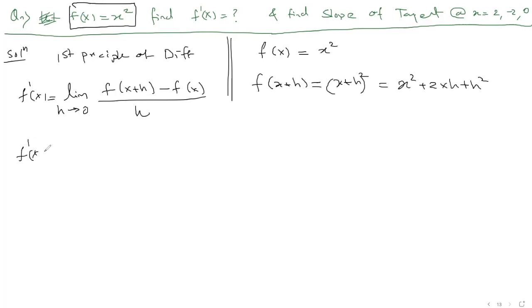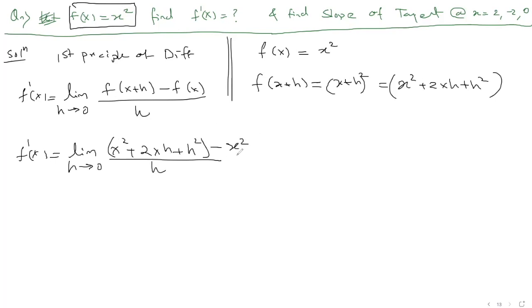I get f prime of x is equal to limit h tends to 0, over h. f of x plus h is over here. This is x square plus 2xh plus h square, the first term, minus f of x, which is just x square. And then this x square will cancel out. Let's rewrite this as f prime of x is equal to limit h tends to 0, 2xh plus h square over h.